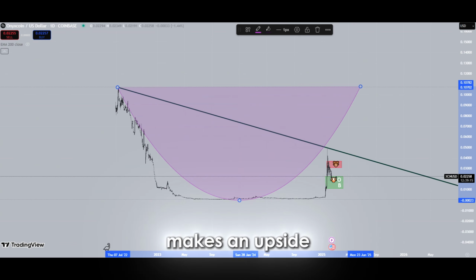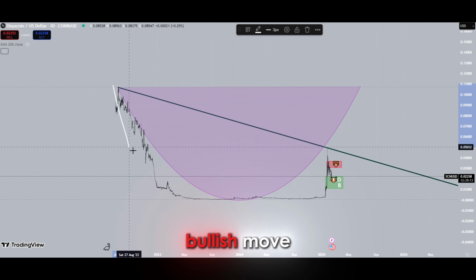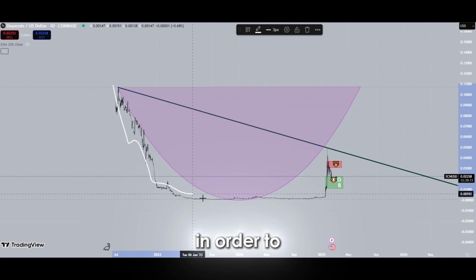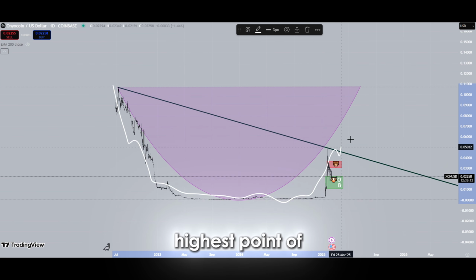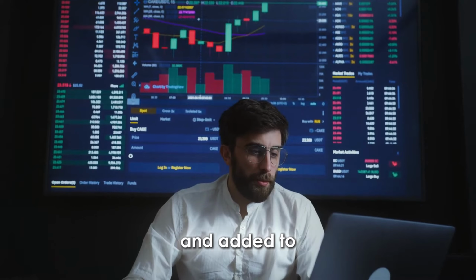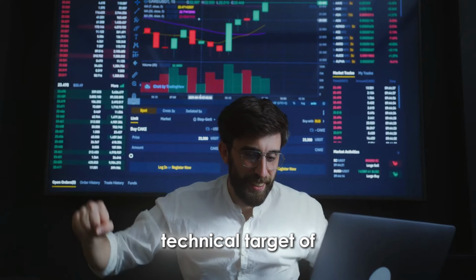If the price makes an upside breakout to complete this pattern, we could witness the beginning of a significant bullish move. In order to determine the target level of the dish pattern, the distance from the lowest point to the highest point of the dish is usually measured and added to the upper breakout level of the dish. This gives the technical target of the bull pattern.